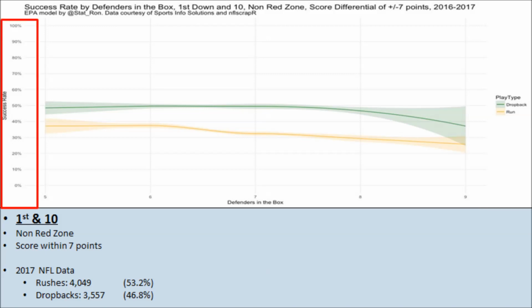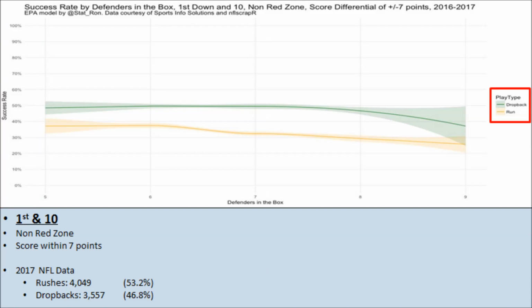Vertical axis ranges from 0 to 100%, and that's our success rate. So, a 0% play would never work. A 100% play would always work. Basically, every other play that we have is going to be somewhere in the middle there. You'll see that we're typically hovering anywhere in the 30 to 50% range, depending on what our situation is based on down and distance. And then lastly, we're going to look at the play type.